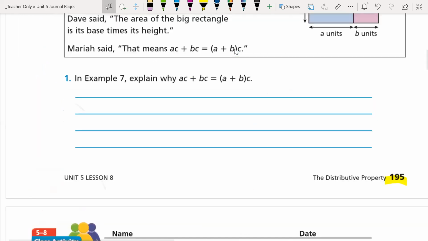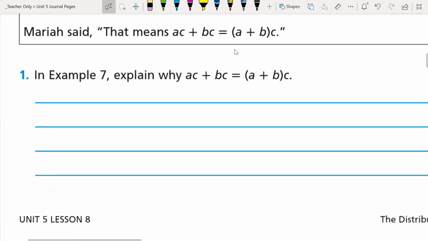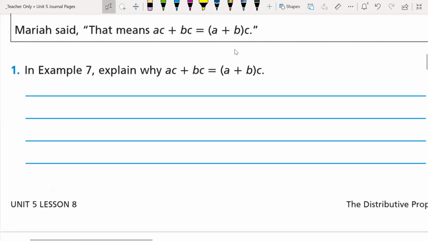And so on here, let's make this nice and big, because I'm going to do some writing. You probably have this already written in your math journal, and that's okay. It's a lot of writing, so I'm not going to write all of it. I am going to read what we wrote together, so please listen carefully. AC plus BC equals A plus B times C, because the area of the blue rectangle is C times A, and the area of the pink rectangle is C times B. Added together to get the whole shape is C times A plus C times B, which is the same as adding A and B and then multiplying by C.